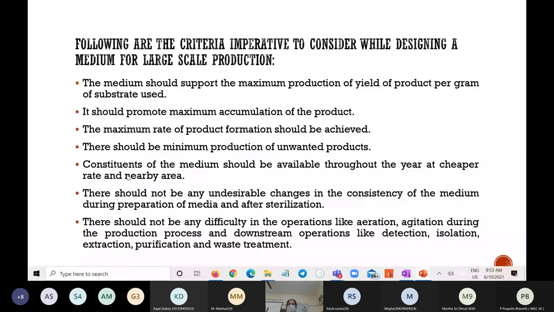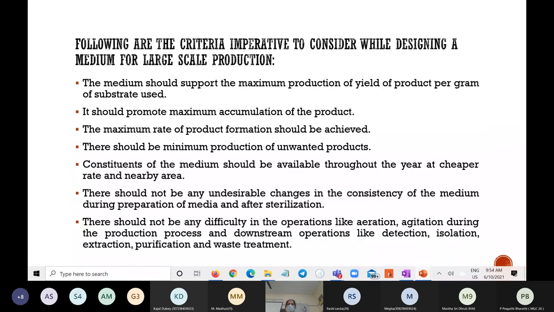On the industrial scale, it is not like we are going to do this production in the summer and not in the winter or the autumn. The continuous availability of those raw materials should be there. And then there should not be any undesirable change in the consistency, so during the formulation or sterilization of the media, there should not be any undesirable change. So these are the things.